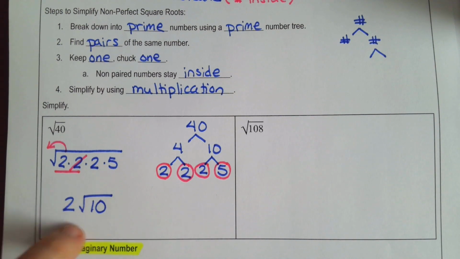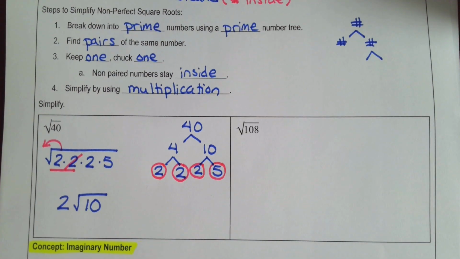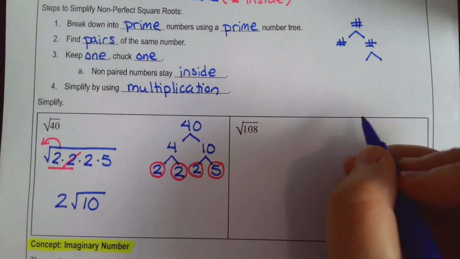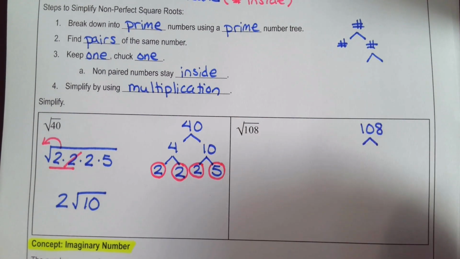There you have it. That is fully simplified. All right, let's do one more. Square root of 108. So we come over here. We're going to break down 108.